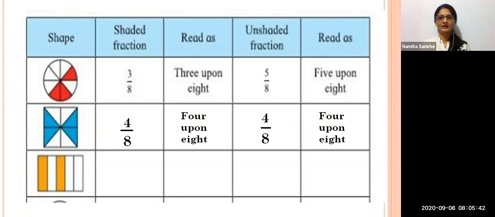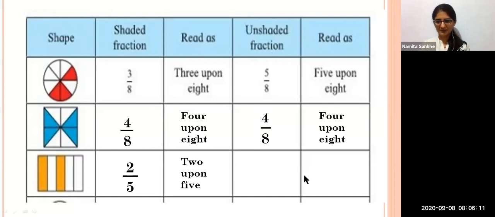2/3. Okay. How many total parts do you see in this figure? 5. Okay. So how come you said 2/3? What will be the correct fraction? 2/5. Very good. Now somebody else try to give the answer for the unshaded fraction.